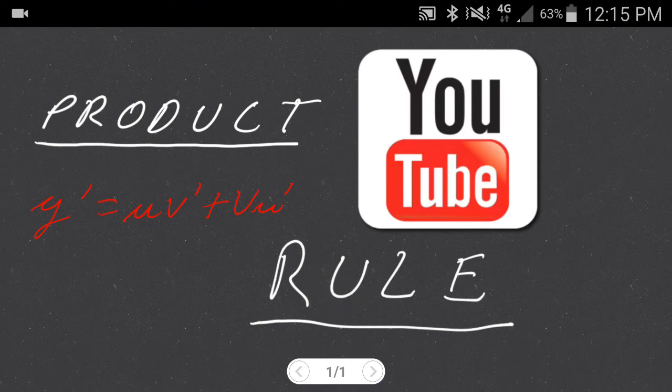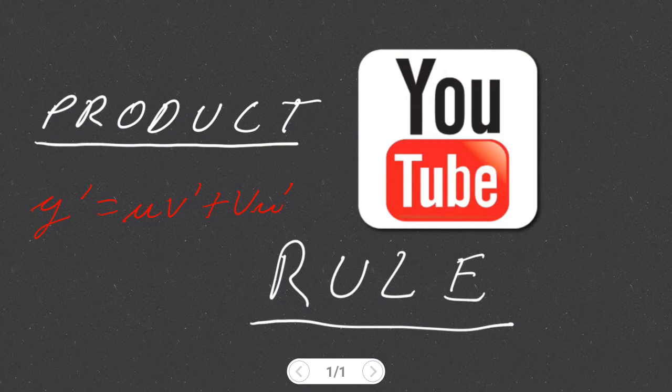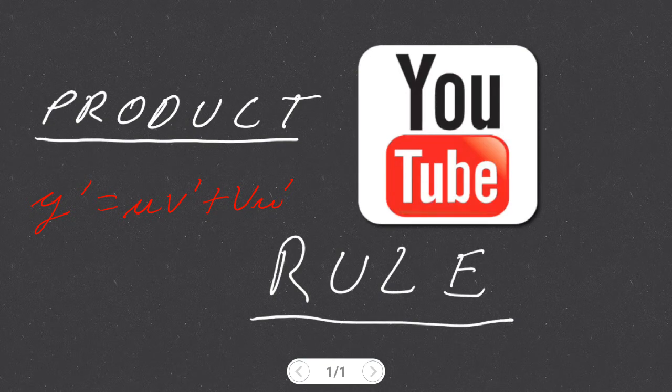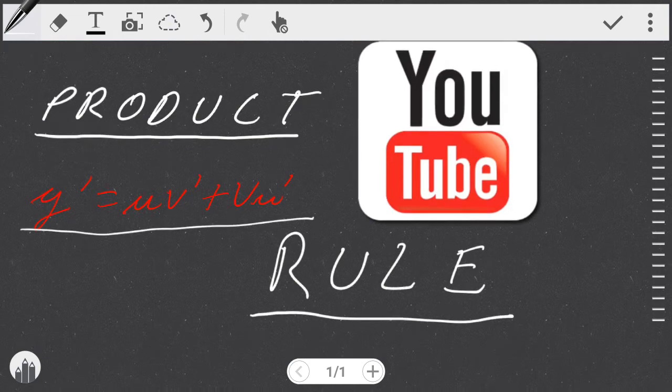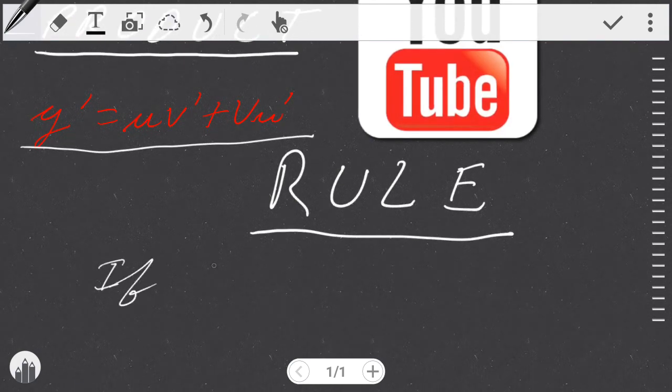Now in calculus you use the product rule to find the derivative whenever you multiply two or more functions together. The formula for the product rule is: y dash equals u v dash plus v u dash. So whenever you find a y which has a u and a v, then you know that you need to use the product rule formula.